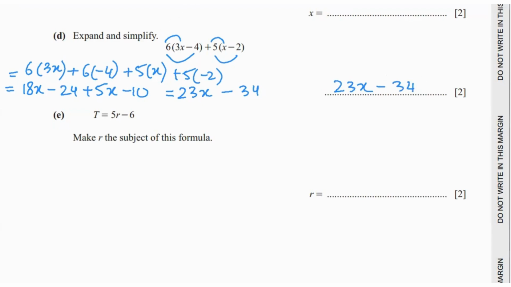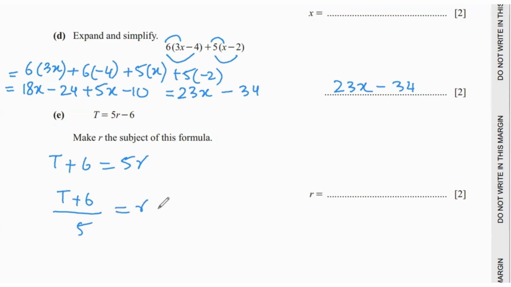Then the next part says t equals 5r minus 6. Make r the subject of the formula. So begin with taking 6 to the other side. So t plus 6 equals 5r. Then we get rid of the 5, so that's going to be t plus 6 over 5 equals r.